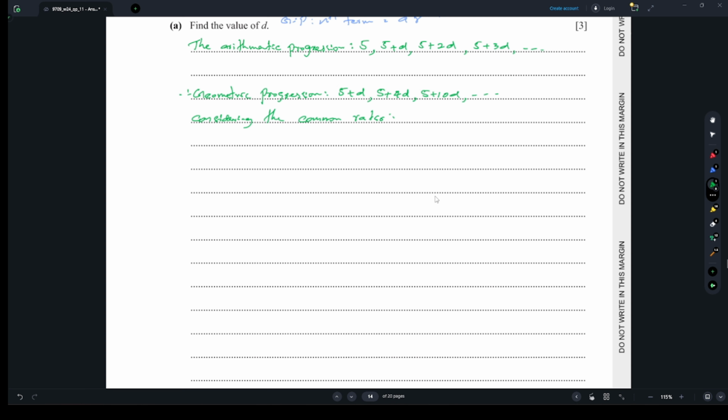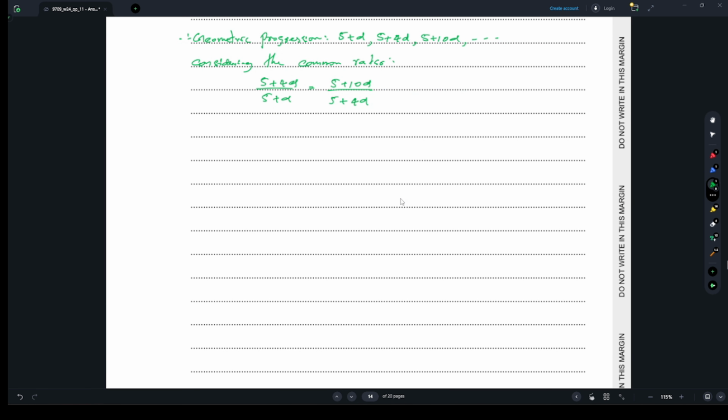Considering the common ratio, we can write the second term, 5 plus 4d, divided by the first term, 5 plus d, and then the third term, 10d, divided by the second term. So this ratio should be the same. Then we can cross multiply. So we have (5 plus 4d) squared equals (5 plus 10d) times (5 plus d).